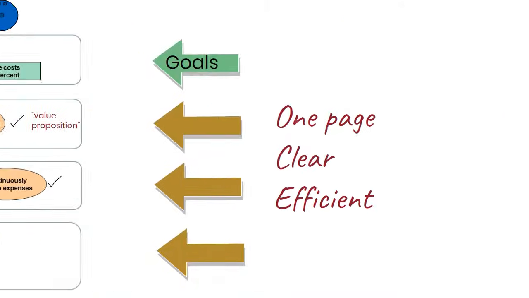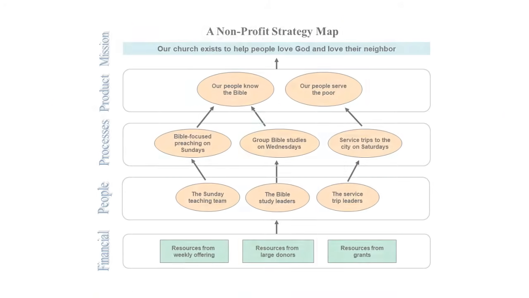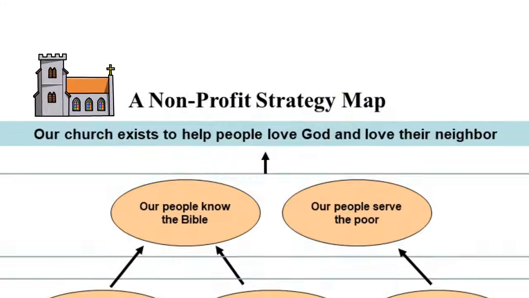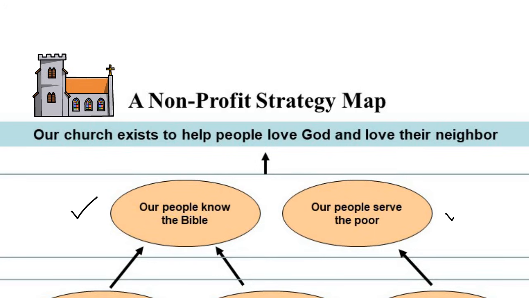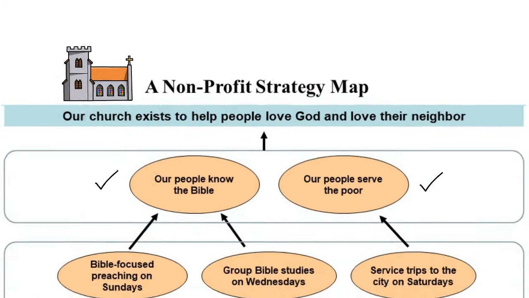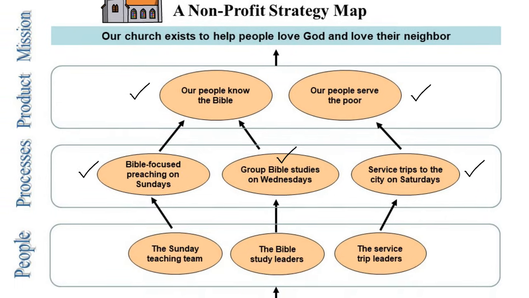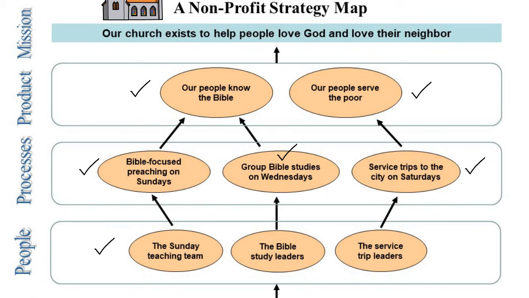Here's a nonprofit example, and as you'll see, the money is at the bottom of the map rather than at the top. Let's say a small church has two goals right now: educating their people to know the Bible and encouraging them to serve the poor. What processes are required to achieve these goals? Perhaps it's Bible-focused preaching on Sundays, group Bible studies on Wednesday nights, and service trips into the city every Saturday morning. And to pull that off well, they'll need a team of people, some of them paid, to lead each of those three aspects of their ministry.